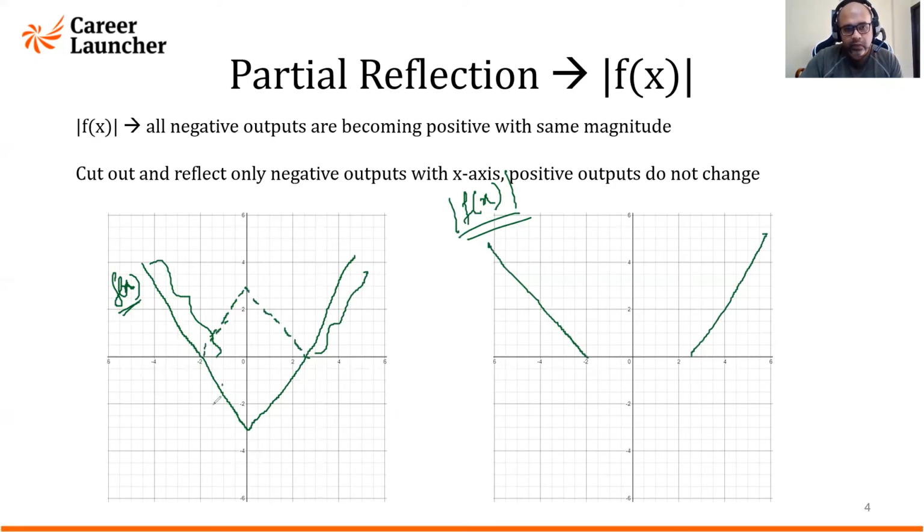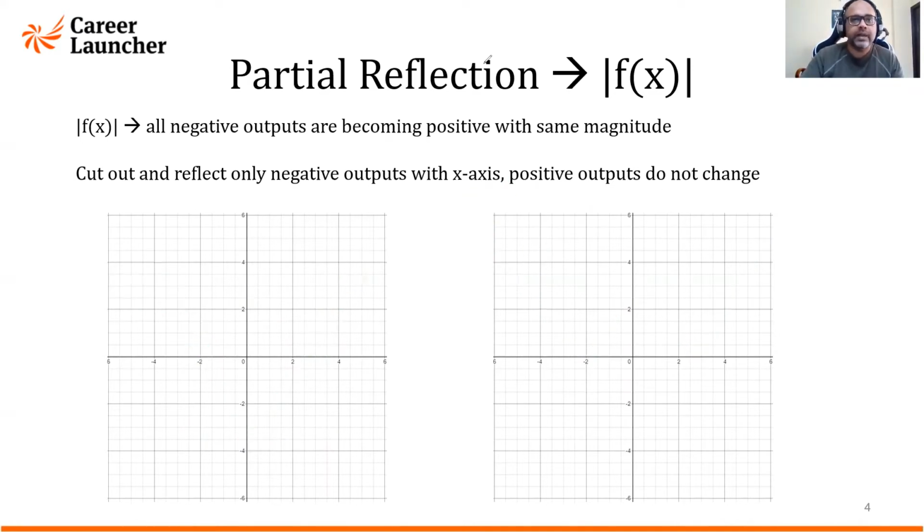So whatever is in the middle, in the lower half, will now start getting reflected, and I'll get this. So this is my graph for mod of f of x. The thing to keep in mind is, do not touch anything above your x-axis. Keep it as it is. Anything below your x-axis, just reflect it with your x-axis. That becomes your final answer. Very, very neat indeed, right? Let's look at a few examples.